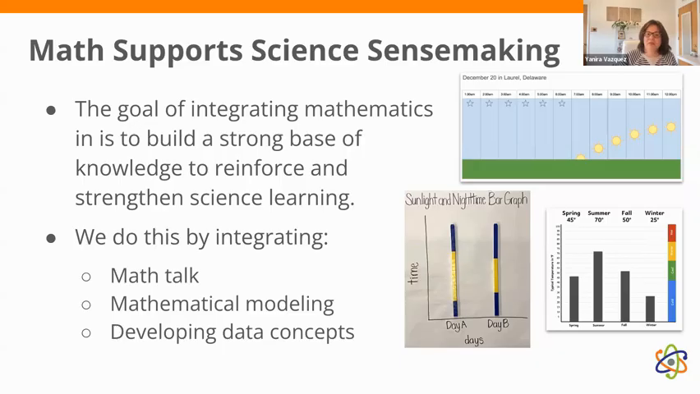We integrate math using lots of math talk, using math modeling, but where we focus most of our time is in developing data concepts. So from kindergarten to 5th grade, students are gathering data, analyzing data, talking about data. That's really important to us. And we know that it's a skill that everyone needs for their whole life.